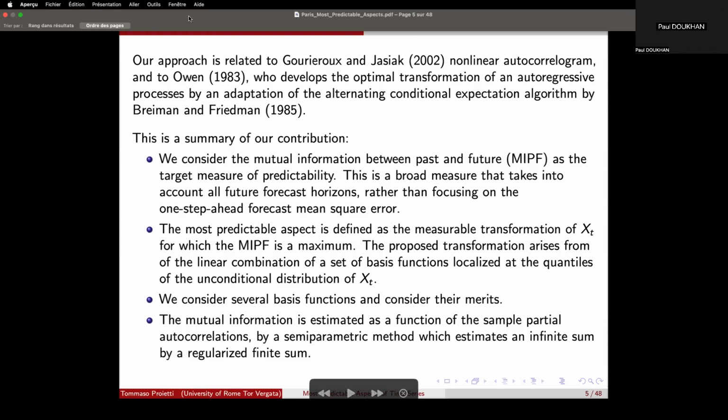We'll look at applications of that, and I will try to see how well we can estimate this transformation.